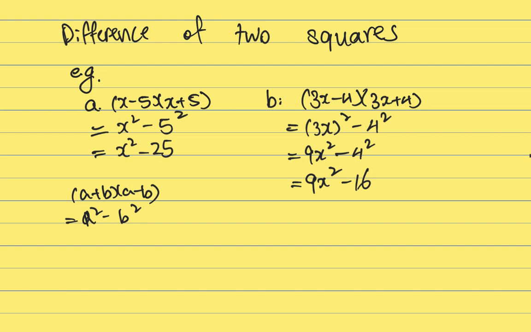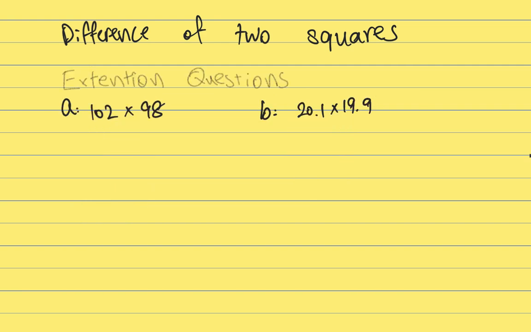Okay, now you know how this works. Let me give you some extension questions. Question 1: 102 times 98. A lot of you may say we can calculate this by a calculator, but what if we don't use a calculator? How can we solve this question? We can use the difference of two squares. We can write 102 as 100 plus 2 and 98 as 100 minus 2. Then we can solve this by using the rule of the difference of two squares.